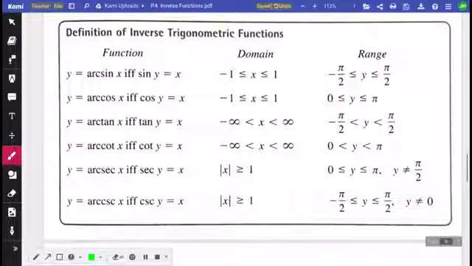Okay, so this is a big table. I don't know if you want to screenshot this table. This table comes straight out of your textbook as well, so you don't have to do that. But it's an important one.